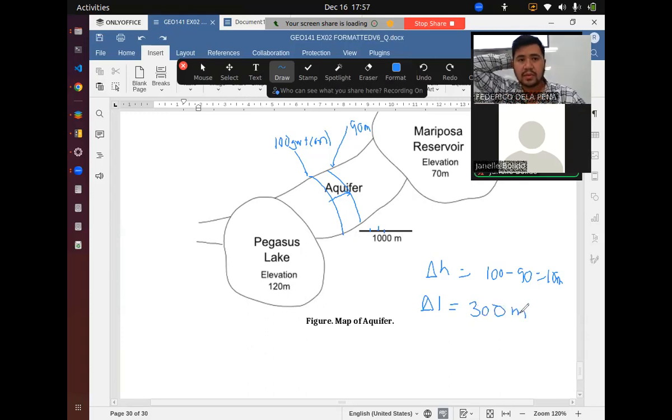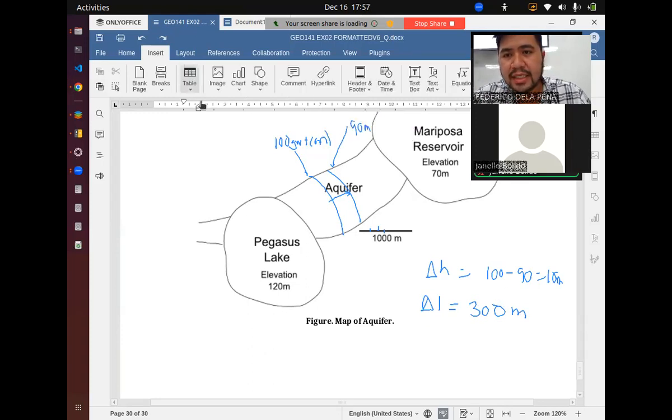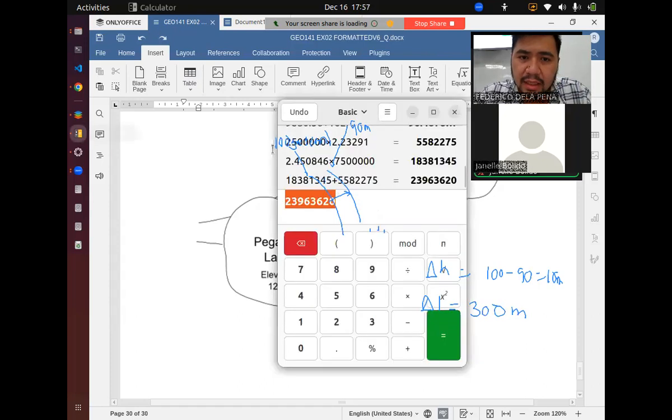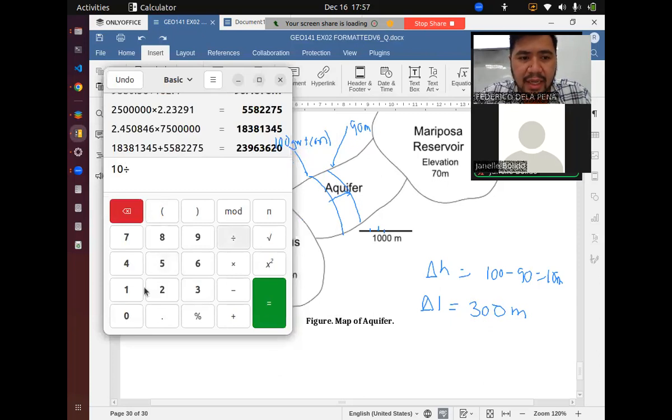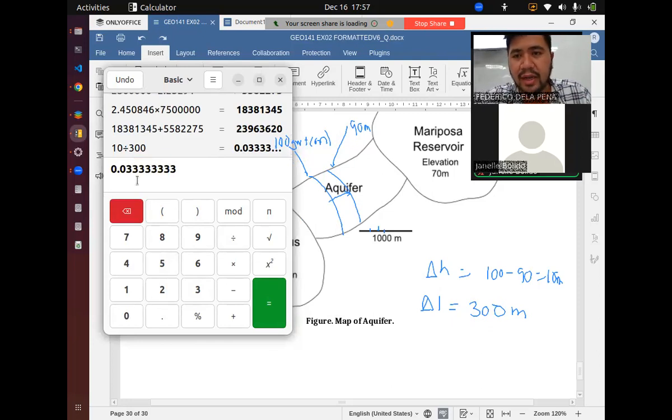Okay. So hydraulic gradient is basically rise divided by run, or delta H divided by path length. 10 meters divided by 300, you get 0.033 hydraulic gradient, dimensionless. Okay? So that's how you get the hydraulic gradient once you have constructed your flow net.